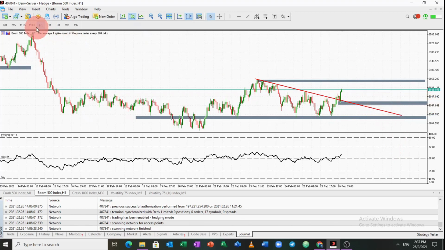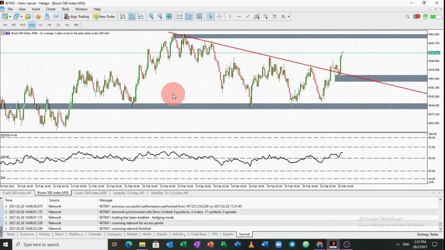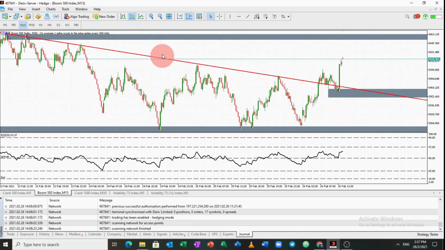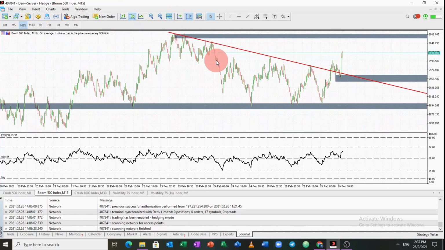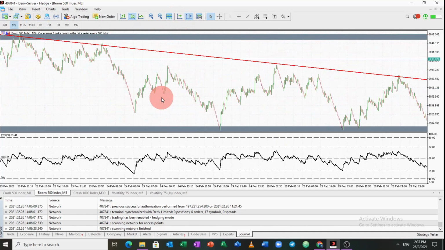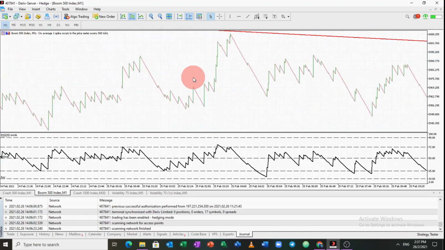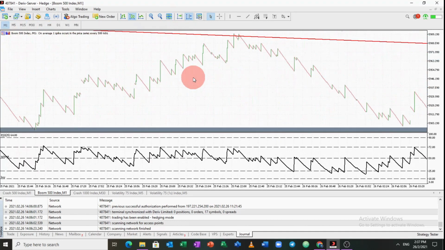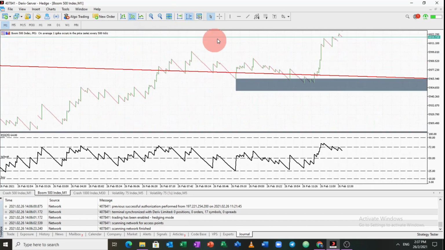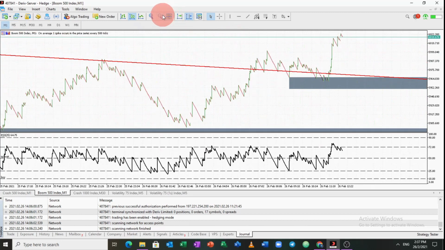So let's quickly go down because I don't want to make this video long. All right, so I'm going to scale down to the 1 minute time frame. As we can see, in the 5 minute time frame, this is what is happening. So I want to go to the 1 minute time frame. Yes, okay, so that's the 1 minute time frame.